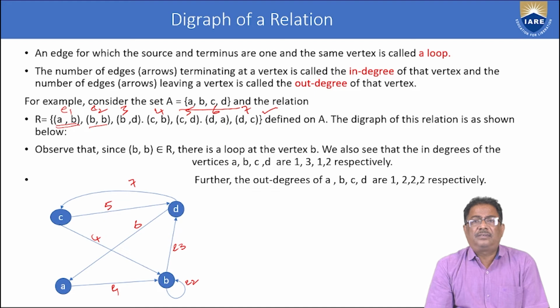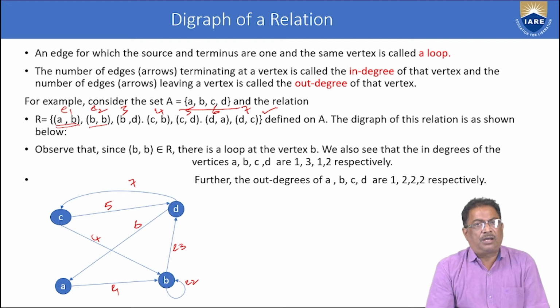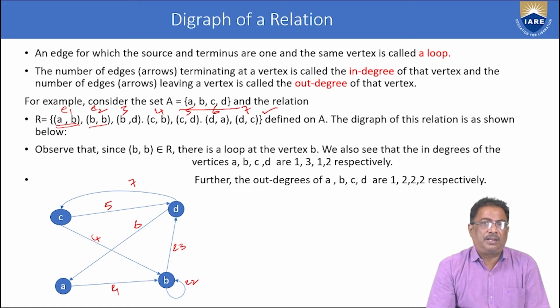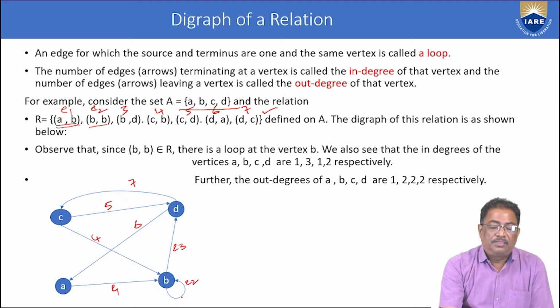So, we are just drawing an edge wherever the corresponding ordered pair is there. A comma B means A to B, you have to draw the edge. Don't draw from B to A. A is related to B only, but B is not related to A. So, the meaning of A comma B is A is related to B only, so there is a directed edge from A to B only. Now, here, let us consider how many loops will be there. This is one loop.